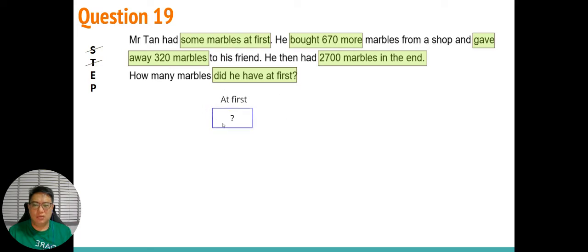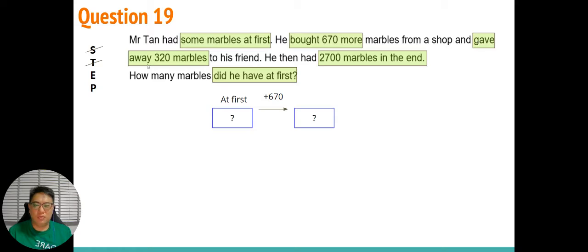Okay, so we don't know this amount at first. We put a box, put a question mark there. We write at first here. So knowing that he bought 670 more, buying more means to add to the at first amount. So we know that we're going to add 670 to the amount at first. Then after that, we have another amount, which I don't know how much, because if I don't know the first amount, I wouldn't know the second amount.